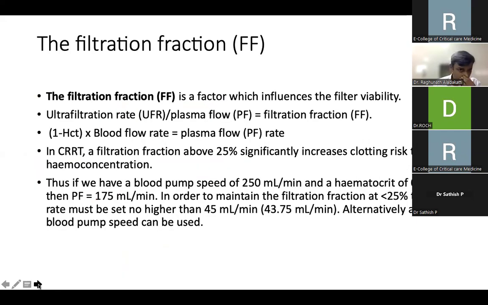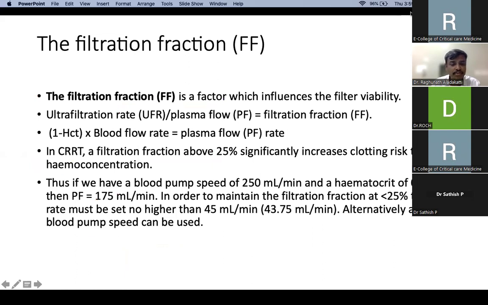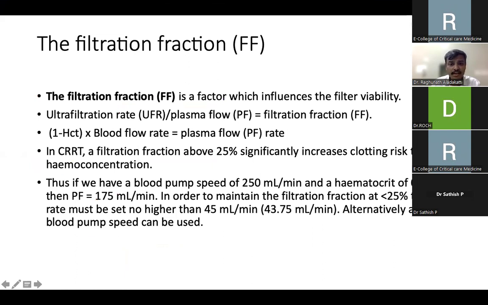You should also know the filtration fraction, a factor which influences filter viability. Filtration fraction is equal to ultrafiltration rate divided by plasma flow. This is the fraction you should know. Plasma flow can be calculated as (1 minus hematocrit) times blood flow rate.